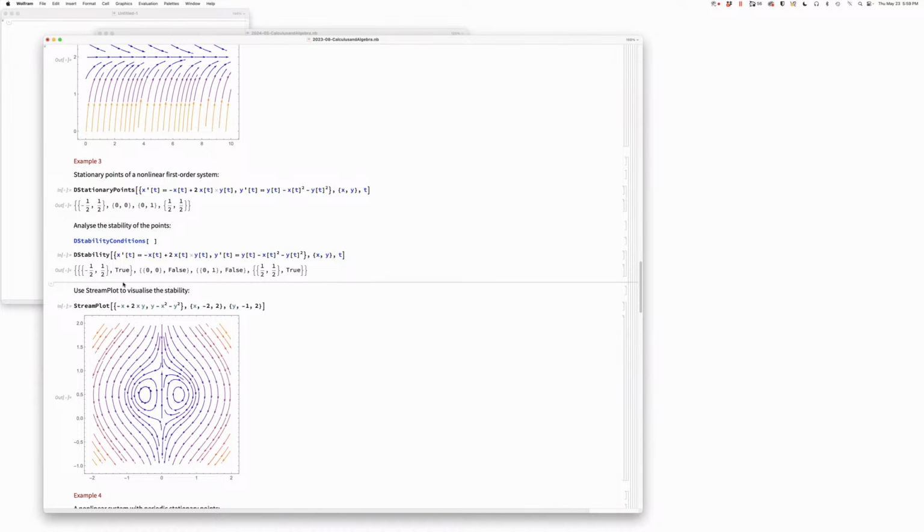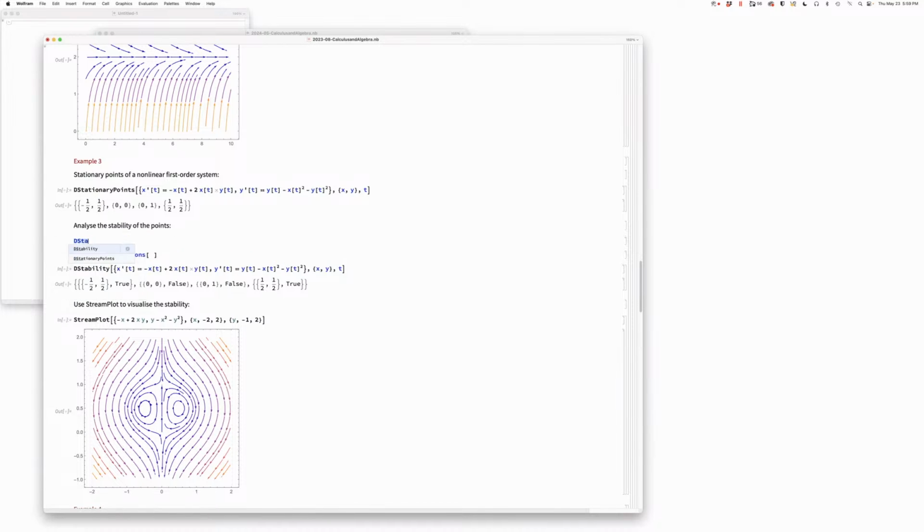No, I mean, stability conditions is not a horrible name. It's a pretty good name, I think. Okay, so it would be D stationary values. Stability classification, sort of.